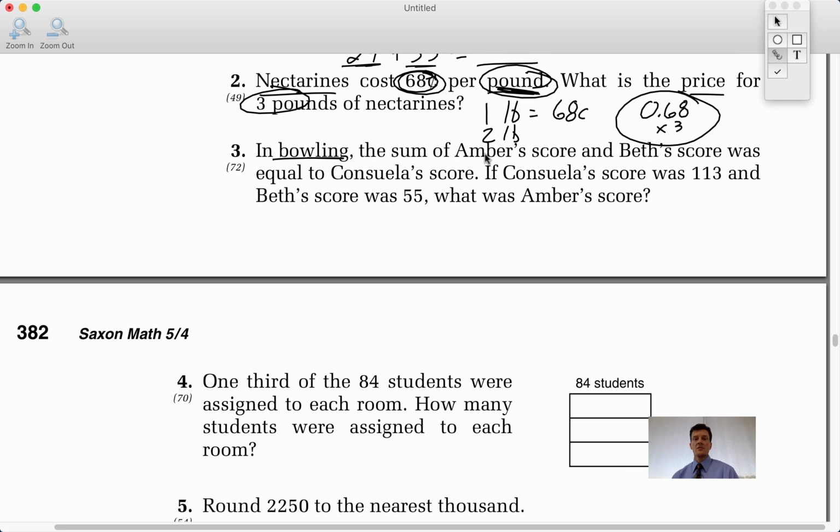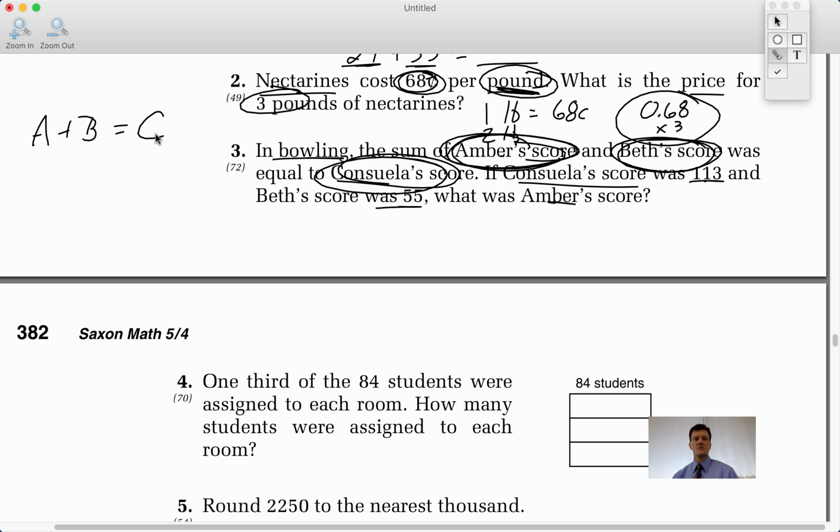In bowling, you're going to take Amber's score and Beth's score, and it says that was equal to Consuela's score. If Consuela's score was 113 and Beth's score was 55, what was Amber's? So I'm just going to use some letters and an equation here. It says Amber's score and Beth's score together is going to equal Consuela's score. So Amber, I'm going to use an A, plus Beth's score, I'm going to use a B for Beth. If I add them together, it'll equal Consuela's score, C. So A plus B equals C.